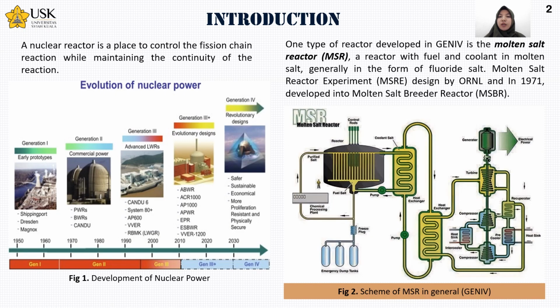The development of nuclear reactors has reached the Gen 4 reactor. This reactor aims to be safer, sustainable, economical, more proliferation resistant, and physically secure. One type of reactor developed in Gen 4 is the molten salt reactor. This reactor uses fuel and coolant in the form of a mixture of molten salt, which is generally made of fluoride salt.